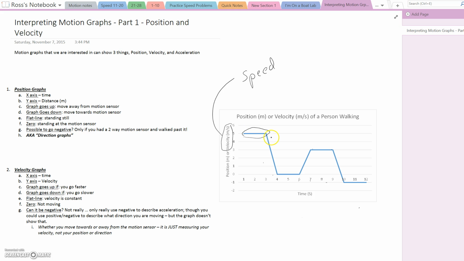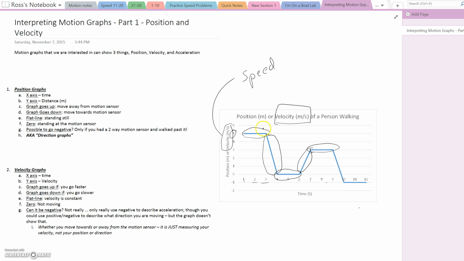An easy thing to do is just divide the graph up into segments. We can say, okay, these are all different segments that we're looking at. So this segment here, between seconds 1, 2, and 3, we're doing the same thing. What are we doing? Well, we're at 5. Now, does that mean we're at 5 meters? No. Right now, we're focusing on this as a velocity graph.